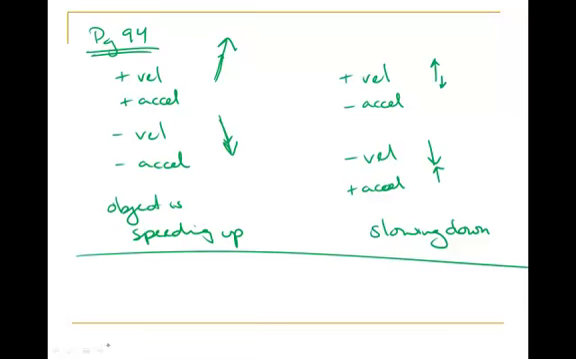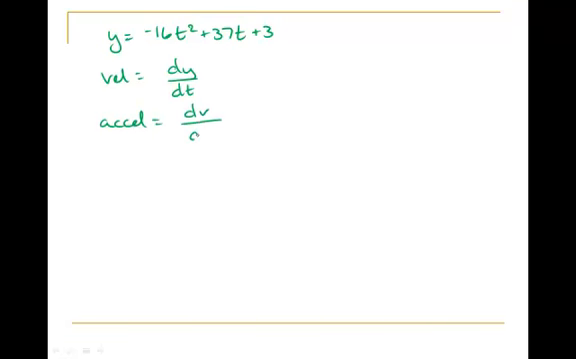I want to look at one other piece of terminology before we move on here. If my object is in terms of y equals, and I'll just use the same example I had a minute ago, 16t squared plus 37t plus 3, then my velocity, we said, was dy dt, and then we said acceleration was taking the velocity and taking the derivative again. We can also say that this is the second derivative of the distance or the displacement.